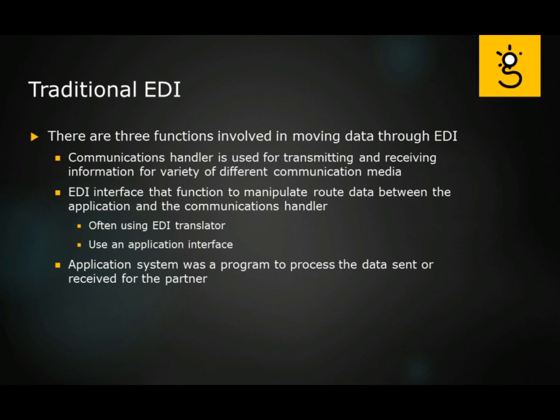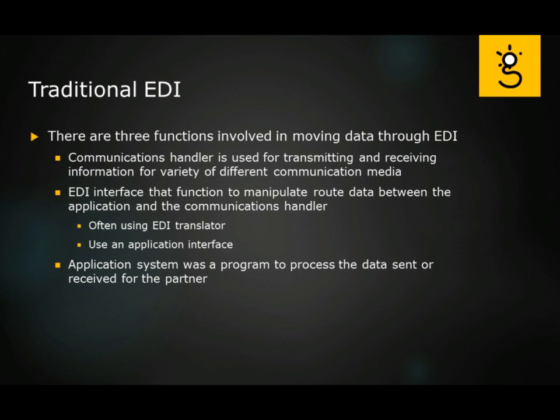The EDI interface is another part of what we need, another function. That function was to manipulate the routing of data between the application and the communications handler. There, we might have, again, the EDI translator, because the application that we're using might not have put data into the standard format of EDI, so we'd have to have a way of making sure that we could translate the information from our application into the format needed for the EDI interface.